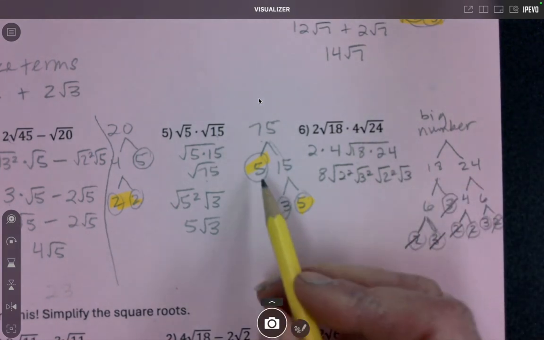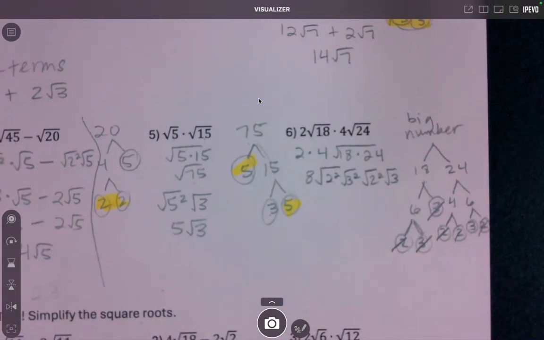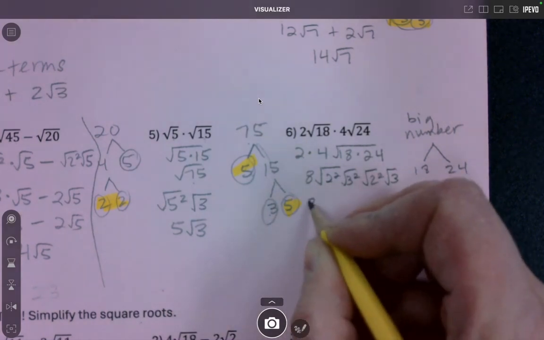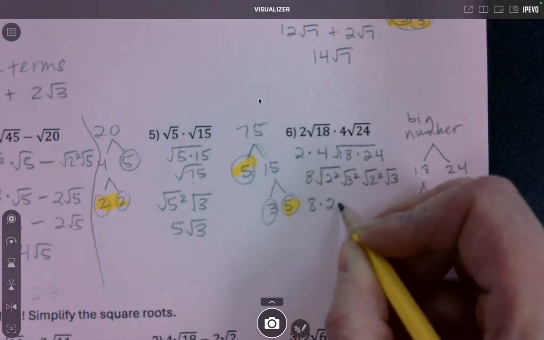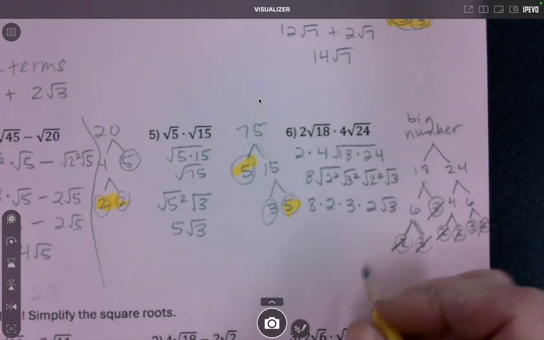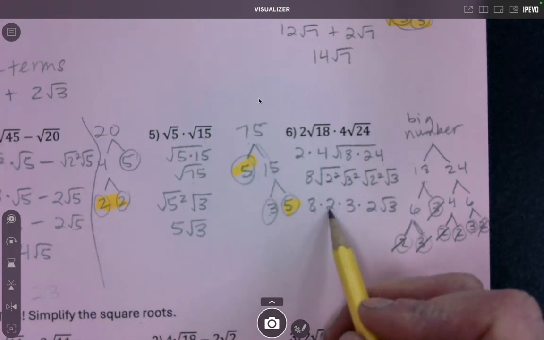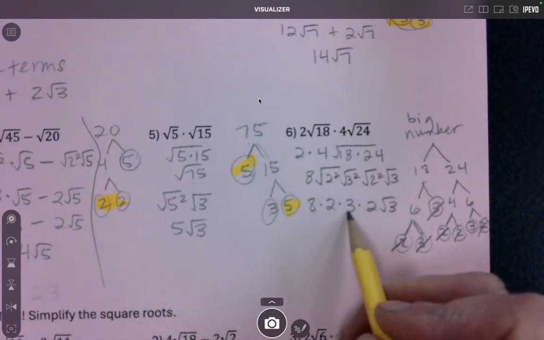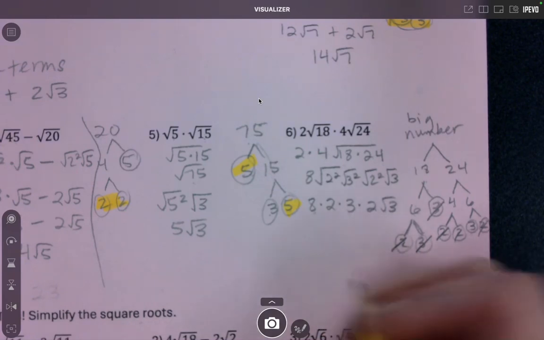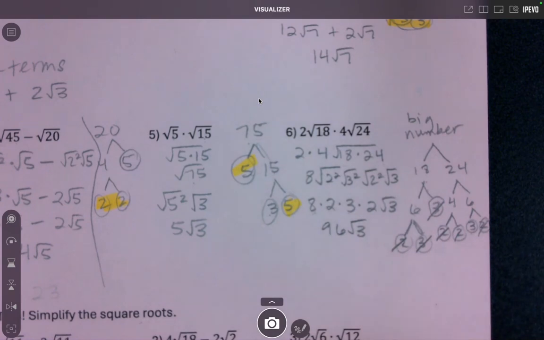Normally I'm highlighting to show pairs, but on this one there were just so many numbers I had to go through and cross them off as I used them to keep track. So this is going to be an 8 times a 2 times 3 times 2 times square root of 3. And then we'd want to multiply all these whole numbers together. So 8 times 2 is 16. 3 times 2 times 2, so this is 8 times 12. That's a better way for me to think of it. So 96 square roots of 3.